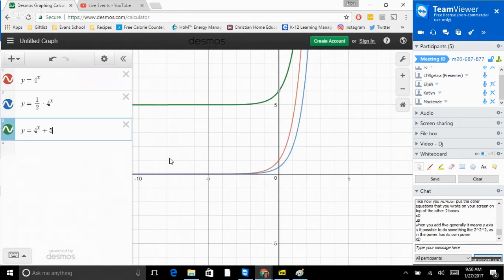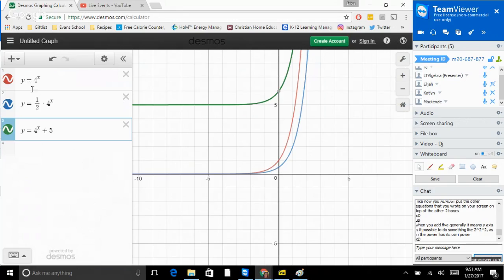All right, so that's exponential growth. They all look like this, as long as the number that you're raising to x is greater than 1. What I mean by that is it could be 4, it could be 3, it could be 100. It's going to be exponential growth.